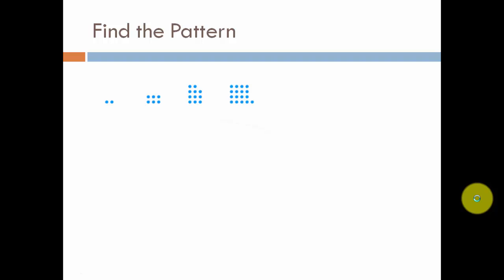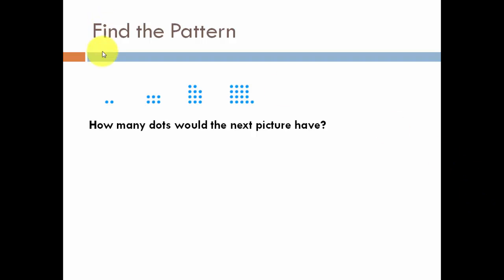So our first example says, how many dots would the next picture have? Well, in order to do this, we first need to see how many dots each figure has. So the first figure has 2 dots, the next one has 6 dots, the one after that has 11, and then the following one has 17.